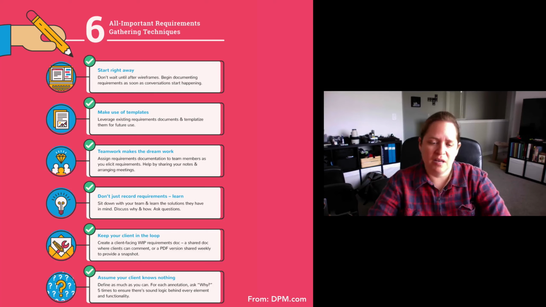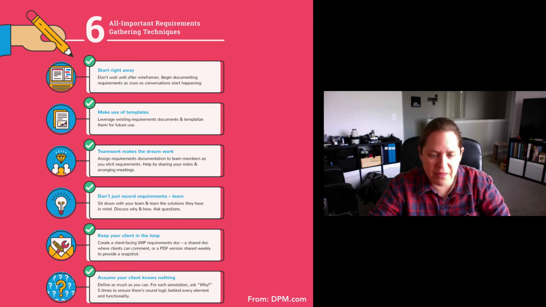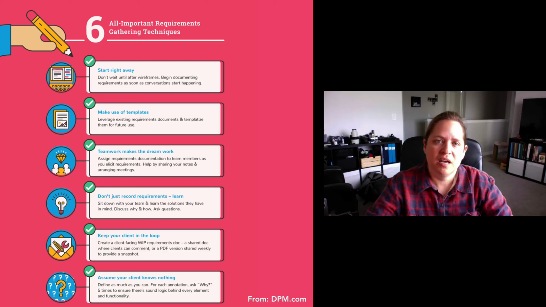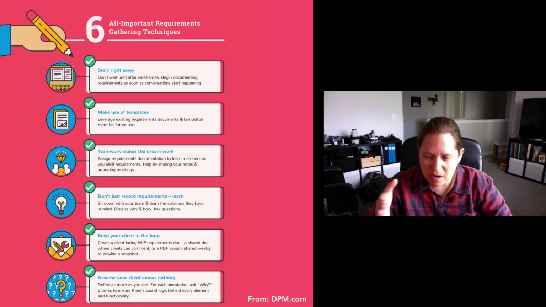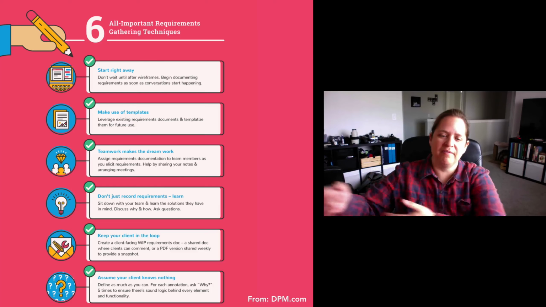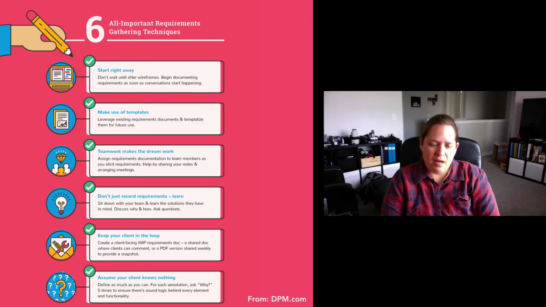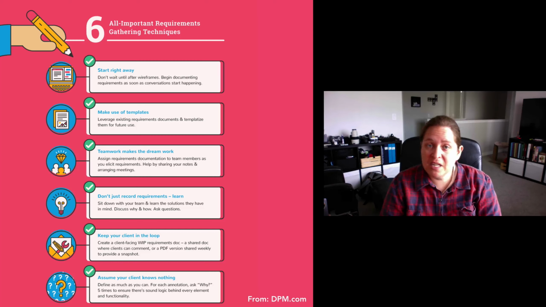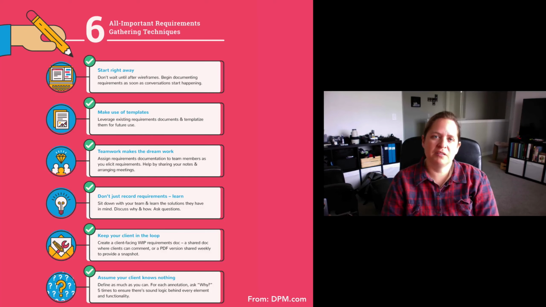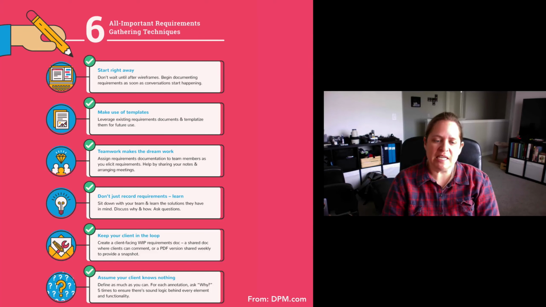And last, assume your client knows nothing. So define as much as you can. For each annotation, ask why 5 times to ensure there's sound logic behind every element and functionality. I called it the 6 whys, but why are you trying to do this? Okay, now that you're trying to do this, why, and just build off of that. And the more you can build the major assumptions out of the project, the better defined your project is, and the better the understanding is.